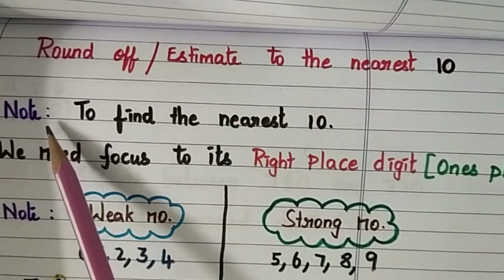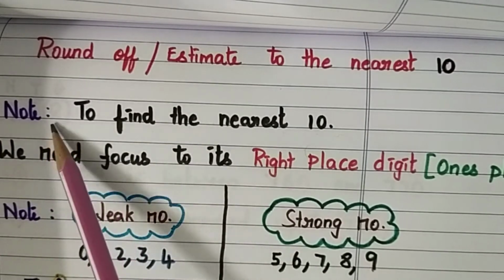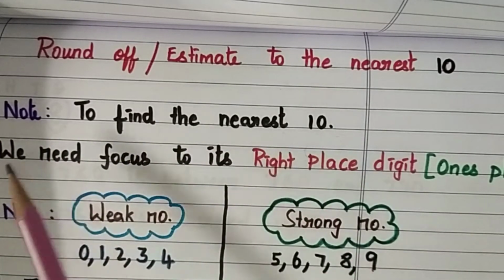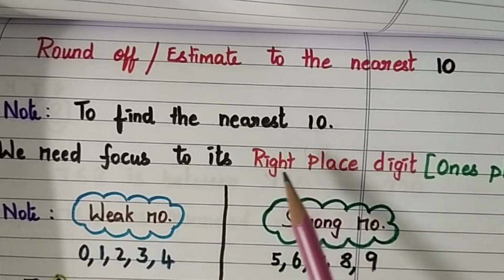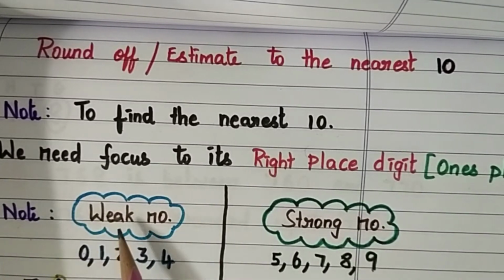Children, we need to remember two important notes. The first note: to find the nearest 10, we need to focus on its right place digit. For a 10, the right place digit will be the ones place. And note 2, we need to remember two kinds of numbers, weak numbers and strong numbers. Weak numbers are numbers which are less than 5: 0, 1, 2, 3, 4. Strong numbers are numbers which are 5 and more than 5: 5, 6, 7, 8, 9.